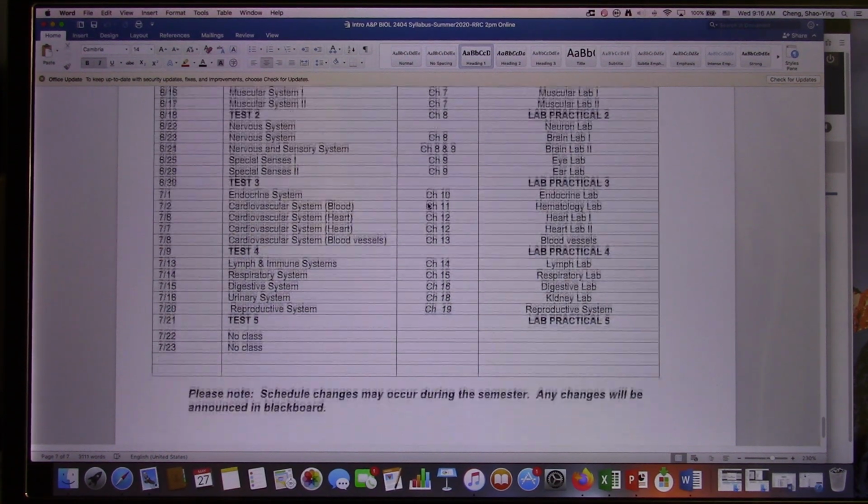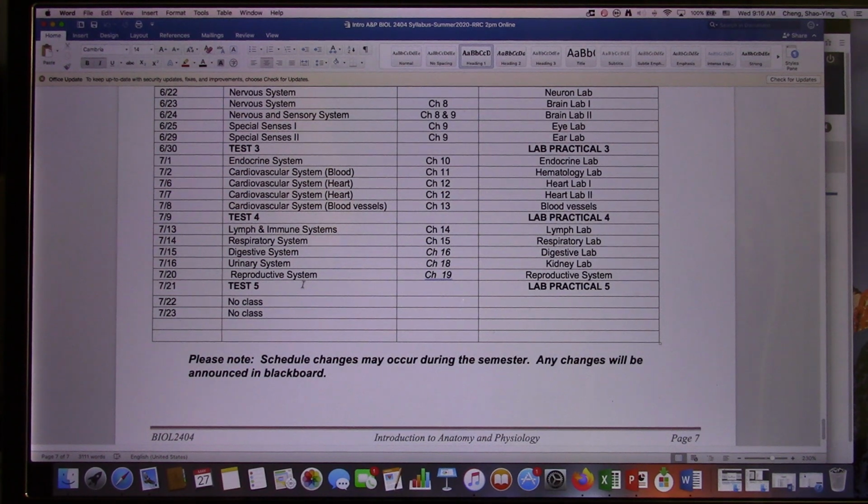And after you finish exam 5, I will calculate your grade, and you know your grade. So if you finish exam 4 and you are satisfied with your grade, it means you don't need to take exam 5, because I only count 4 out of 5.